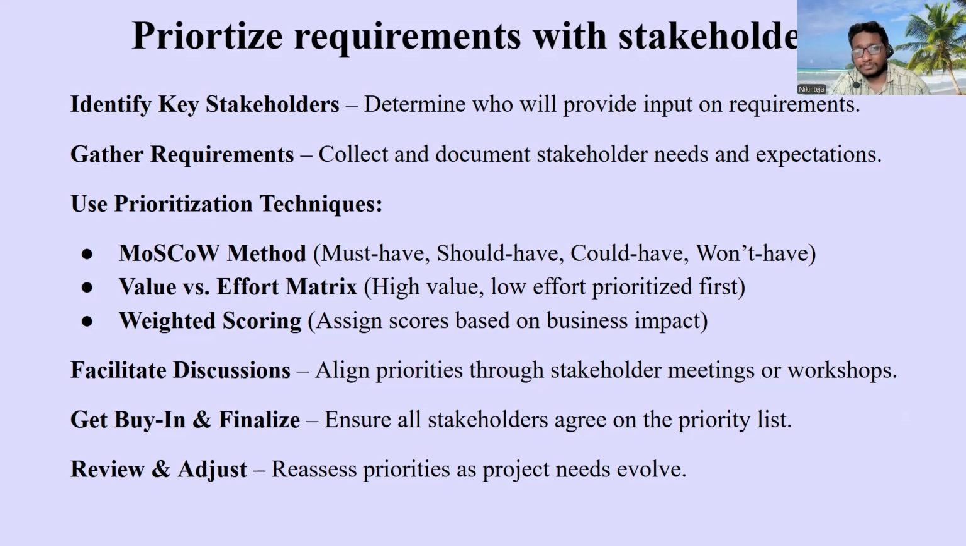MoSCoW is nothing but prioritizing the features. There may be 10 to 12 features, but you cannot build 10 to 12 features in one particular sprint. Max, you can build 3 to 4 features or 3 to 4 user stories in a particular sprint. So you will be employing the prioritization techniques. Must have is nothing but it should be a must. It is the core feature or core user story of the product.